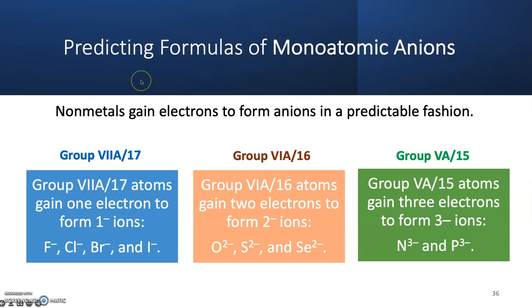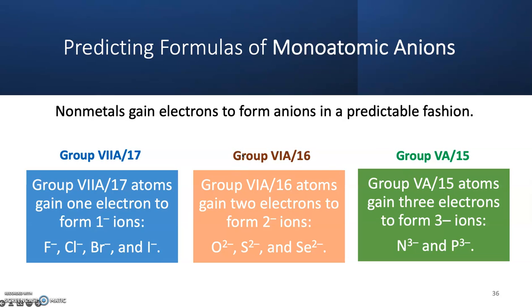Just like the cations, you can predict the formulas of monoatomic anions. You know that non-metals gain electrons to form anions in a predictable fashion. For example, in group 7A or 17, atoms gain one electron to form 1 minus ions, such as fluoride ion, chloride ion, bromide ion, or iodide ion.